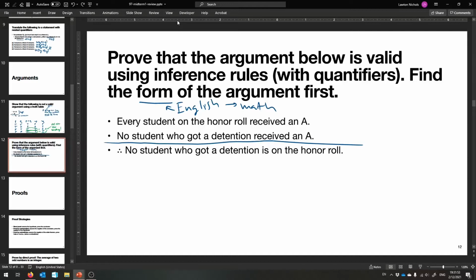And I, of course, encourage you to do this yourself. Hopefully you've already done that. You've paused the video, given it your best shot, and now we're going to do it together. Okay, so we're going to need some predicates, first of all, and then we'll find the form of this argument.